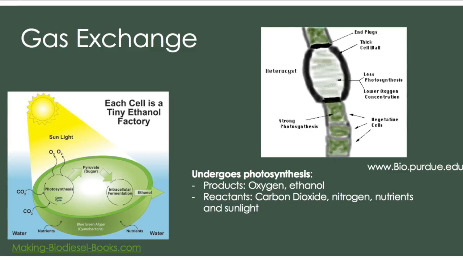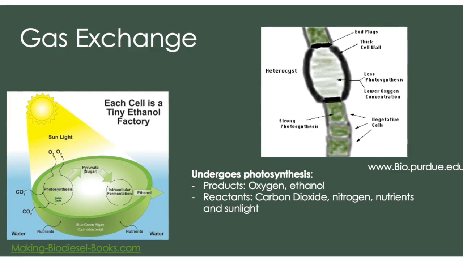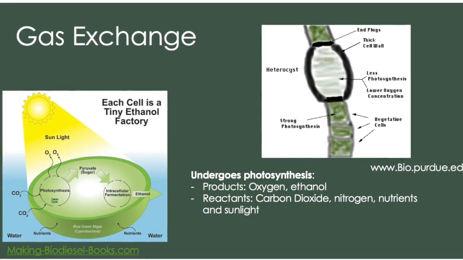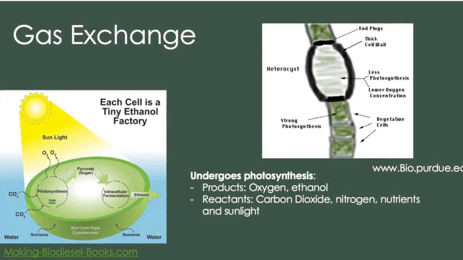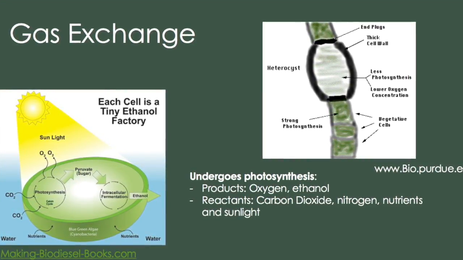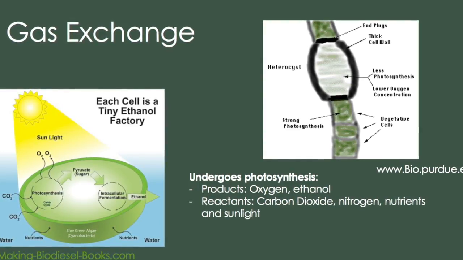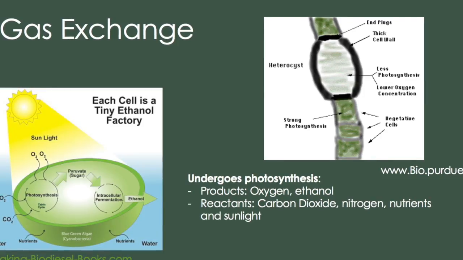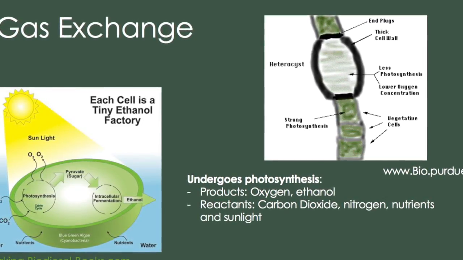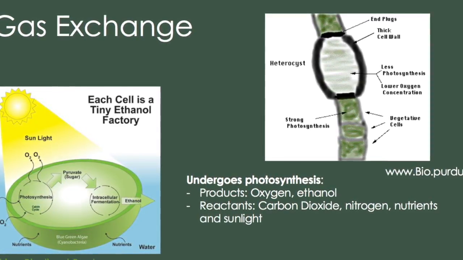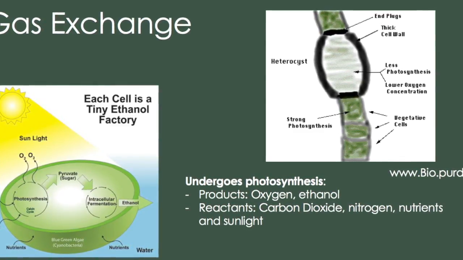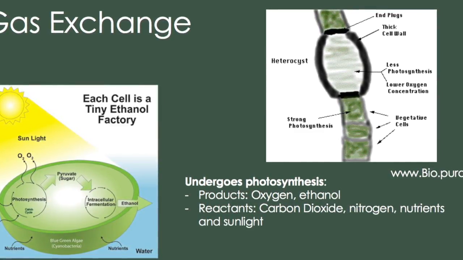The gas exchange of cyanobacteria occurs through photosynthesis. It takes in carbon dioxide, nitrogen, and sunlight and diffuses out oxygen. In a heterocyst, the nitrogen gets fixed and less photosynthesis occurs there, whereas in the vegetative cells, a lot of photosynthesis occurs and produces oxygen and ethanol. The heterocyst you can see there is the bigger cell out of all the vegetative cells, which are the green, smaller ones.